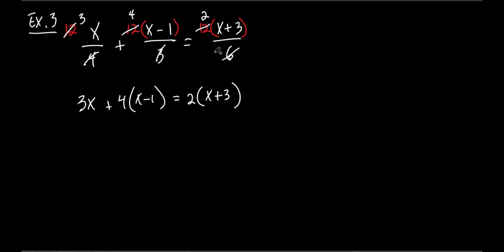All right, so hopefully you saw what was going on here. We just took the least common multiple, common denominator, and multiplied everything by that. The denominators canceled out, and bang, we're left with this. All right, now let's do some distributive property. So it's 3x plus, distribute that, 4x minus 4, and 2x plus 6.